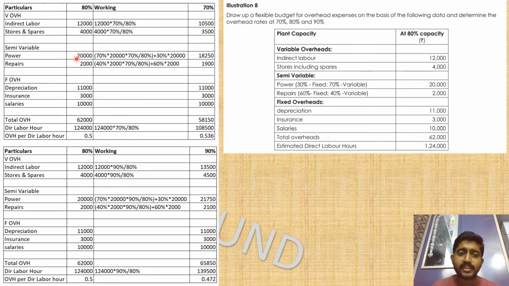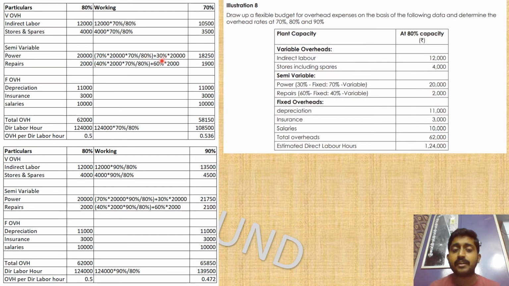So on the 20,000, which is for the 80% capacity, I am applying 70%, and for the 70%, I am going to apply the same mathematics or same formula which we applied for the variable overheads. It is divided by 80% and multiplied by 70%. So the 70% variable component, I have translated to the 70% capacity.